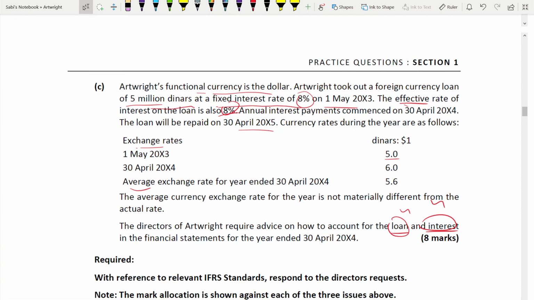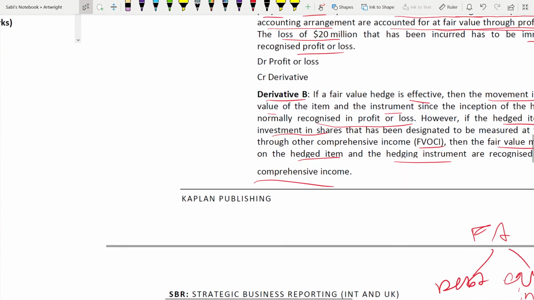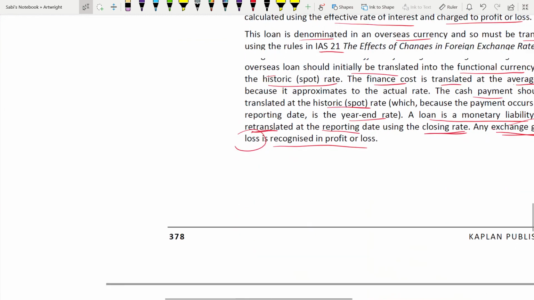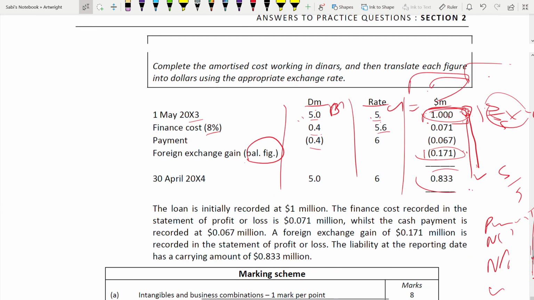Fixed interest rate, okay, at 8%, and the effective rate of interest on the loan is also 8%. So in this case both are 8%, but normally it's not so. Again 8%, that is your payment. So the payment is also 8%, that's why 0.4 is deducted, because you are making a payment from that amount of loan, a fixed payment, so minus 0.4.